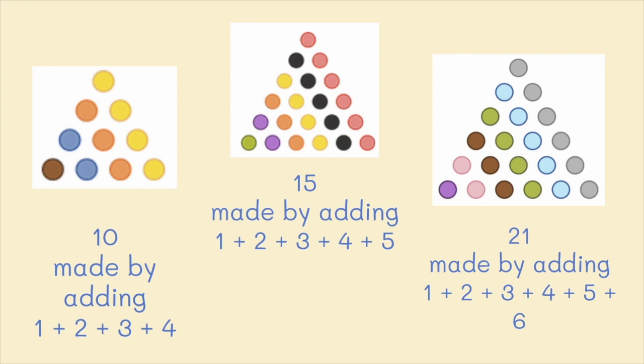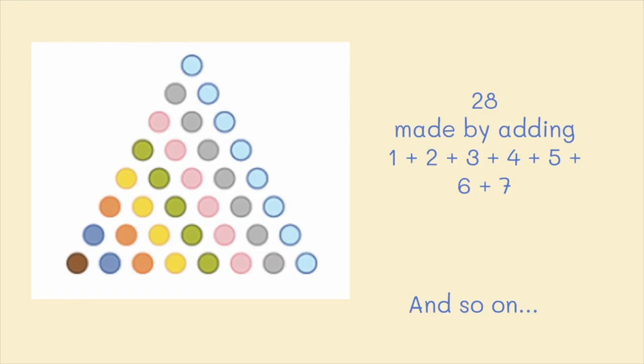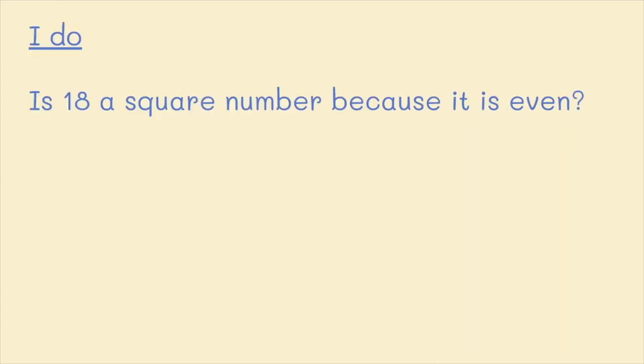I'm not sure if that picture actually matches. The next triangular number is 21, which we can make by adding 1 plus 2 plus 3 plus 4 plus 5 plus 6. So you're starting to see a bit of a pattern here. Then 28 is made by adding 1 plus 2 plus 3 plus 4 plus 5 plus 6 plus 7. And then we can keep going on and on with our triangular numbers to find the next one and then the next one. Let's have a look at some of these examples.